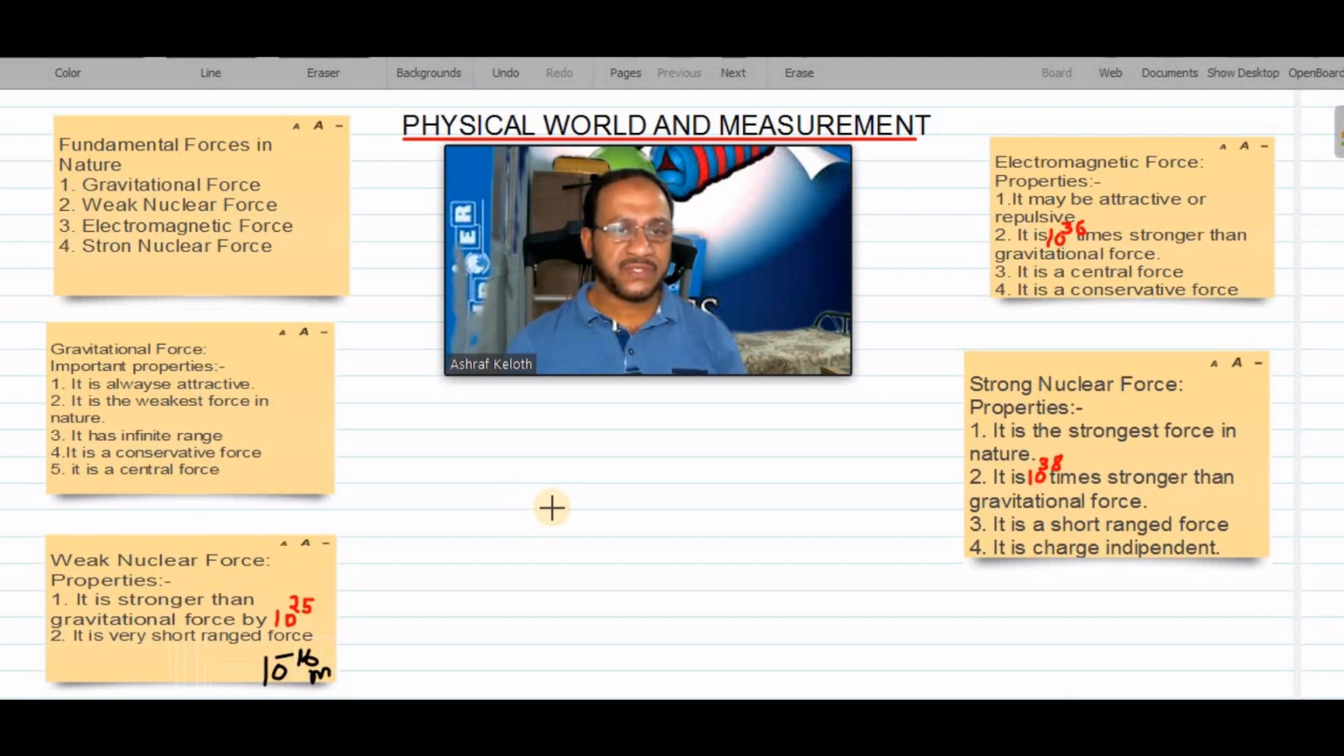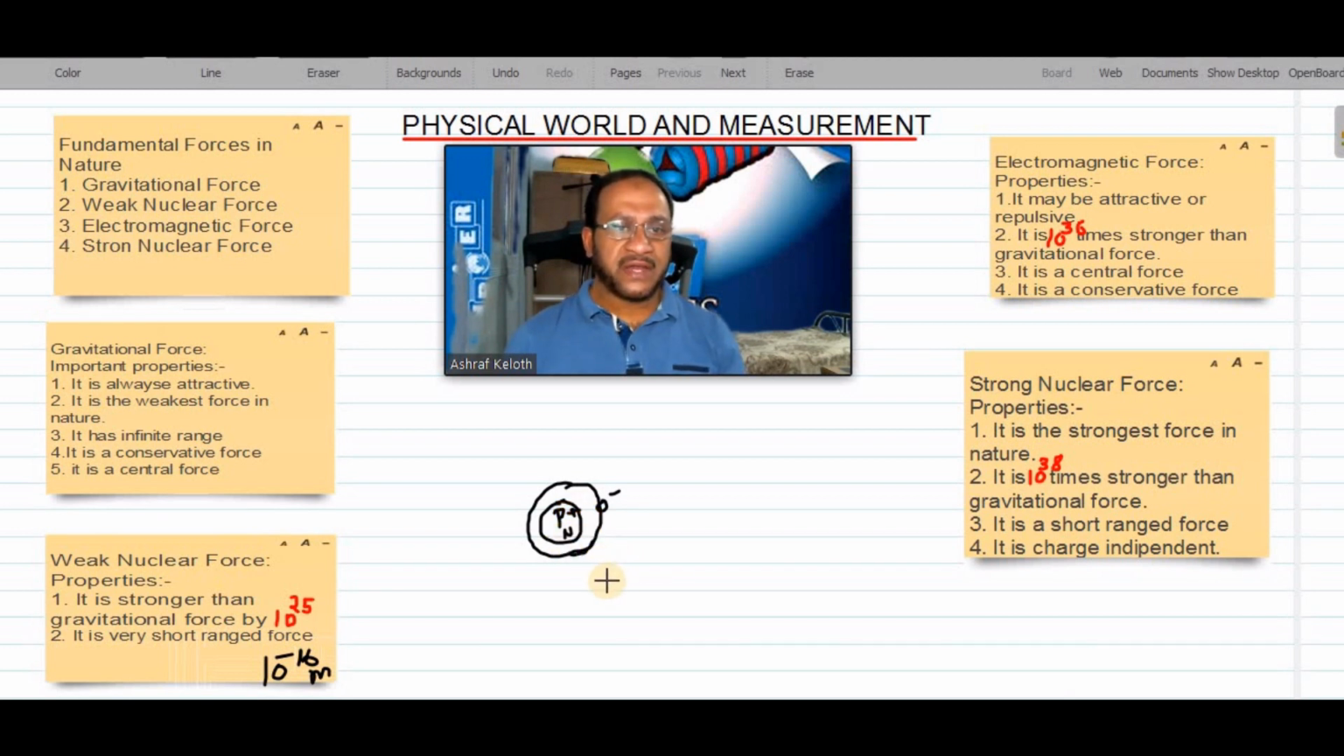The weak nuclear force is related to nuclear physics. You are not familiar with nuclear physics, so I will try to explain some points about it. You know the structure of the atom. Inside the atom, at the center nucleus, we have two fundamental particles, protons and neutrons. Electrons are revolving outside in circular orbits. Electrons are negatively charged, protons are positively charged, and neutrons have no charge.